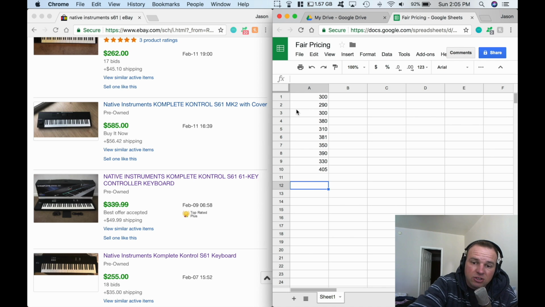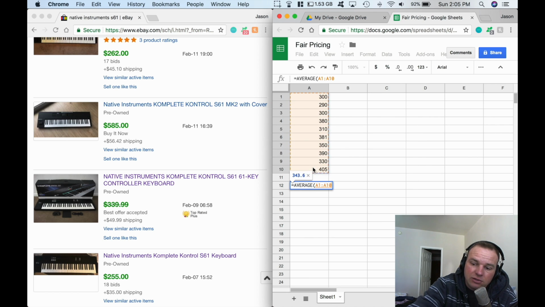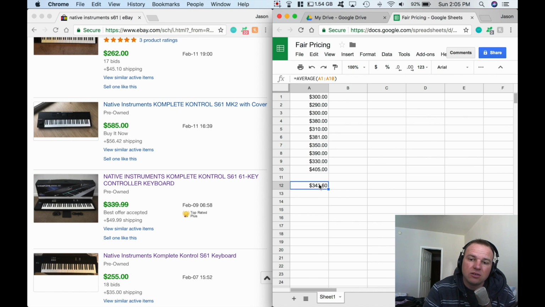What I can do is get the average of these. Since I did this in a spreadsheet, I'm just going to tell the spreadsheet to do the average. So equals average. I'll click on this and do that for these. And you can see the fair market price is $343.60. Let's make these into dollars. $343.60 would be the average of 10 of these. So I know that if I'm going to buy an S61, I need to get it around that price.